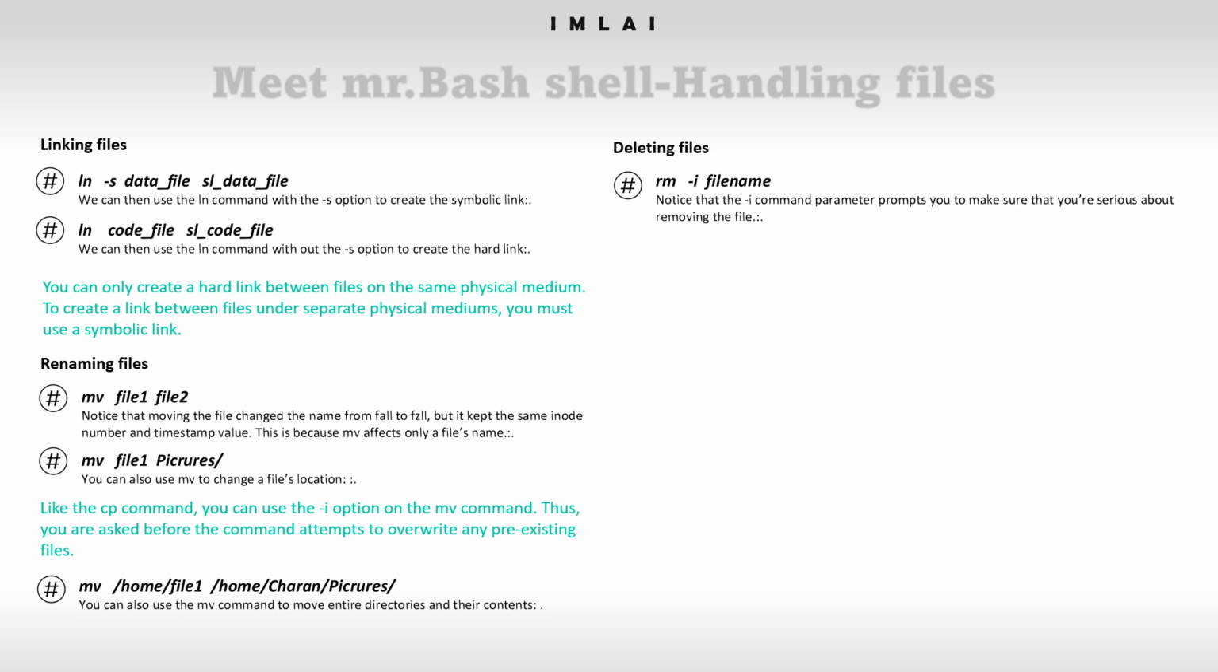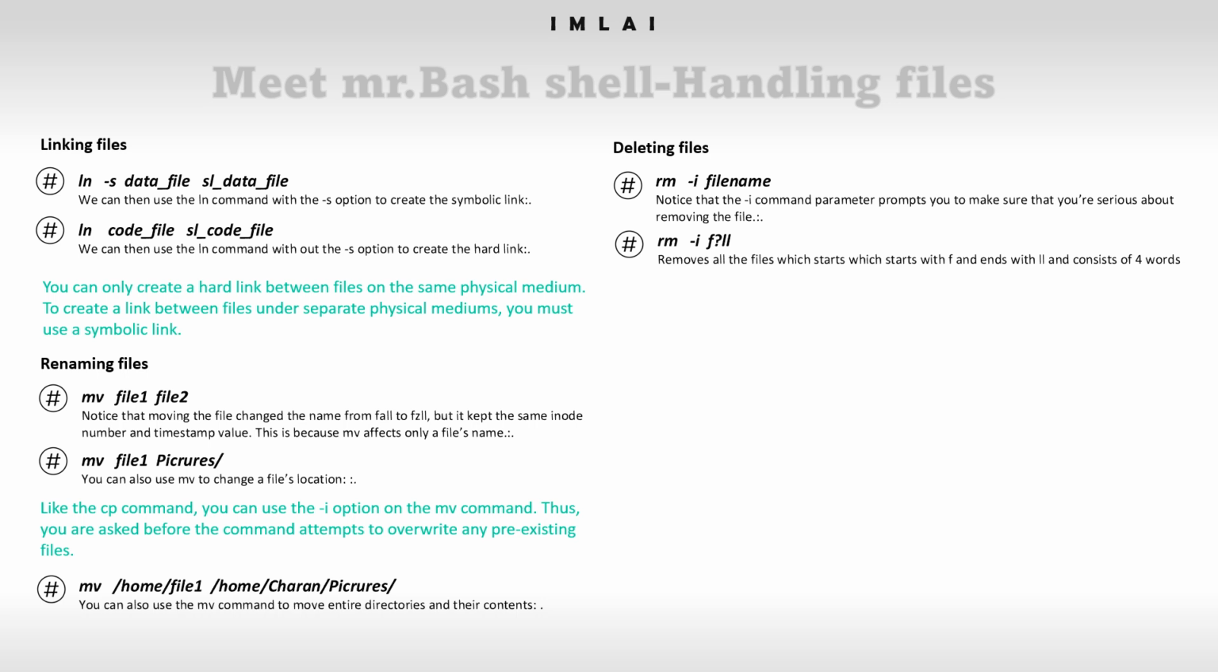You always have opportunities to delete files. The command that we use to delete the files is rm. With the I option, the parameter prompts you to make sure that you are serious about removing the files. Then of course, if you want to remove all the files which start with f and end with a pattern, it removes those. These are the different ways of deleting.